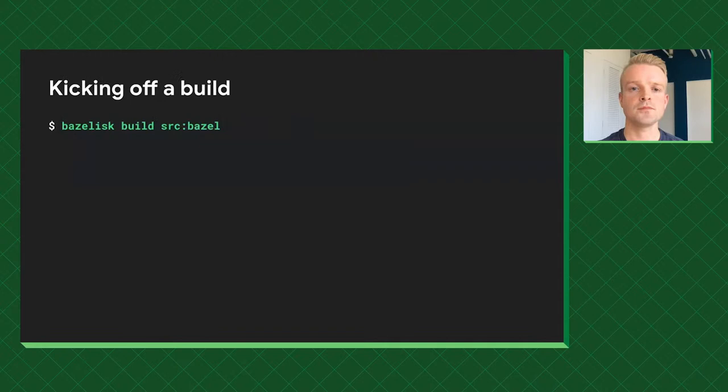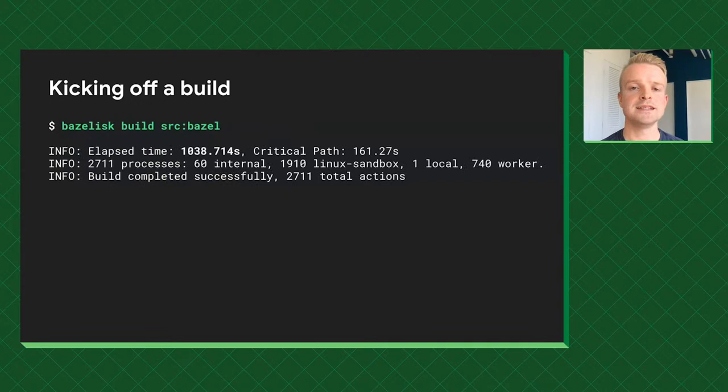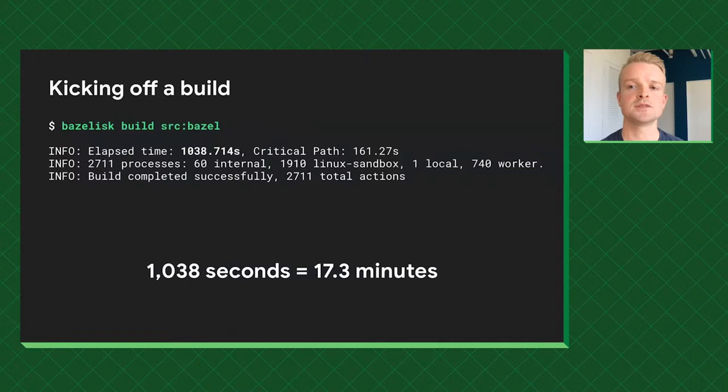Now that we've got Bazelisk installed, we can go ahead and kick off a build. Here, we're building Bazel from source using our GitHub Codespaces virtual machine. Once that build completes, we can see we've built just over 2,700 actions in about 1,000 seconds. Dividing by 60 shows us that building clean Bazel from source on a fresh GitHub Codespace takes just over 17 minutes. That's definitely not blazing, so let's dig in and see what's going on.